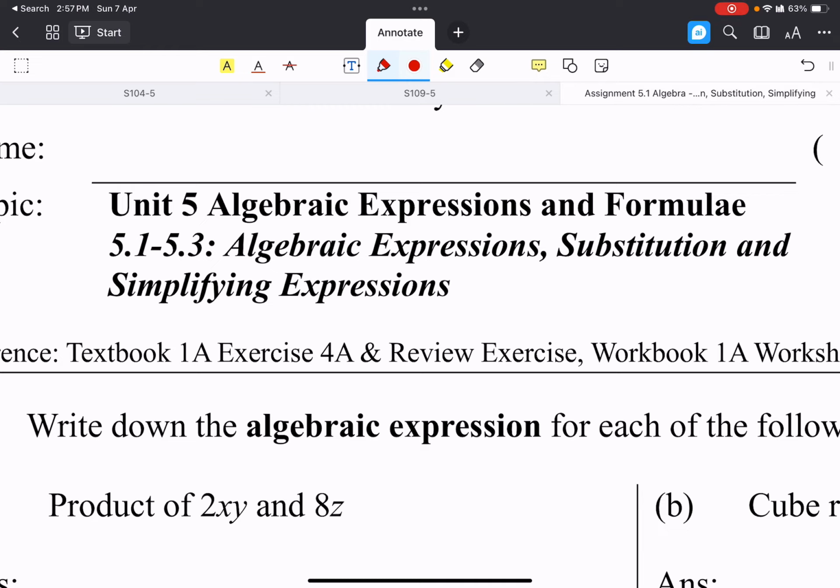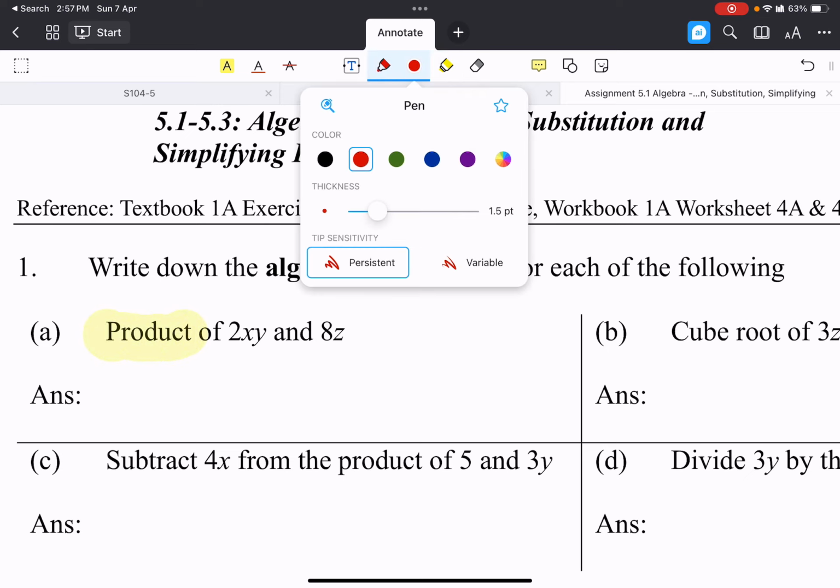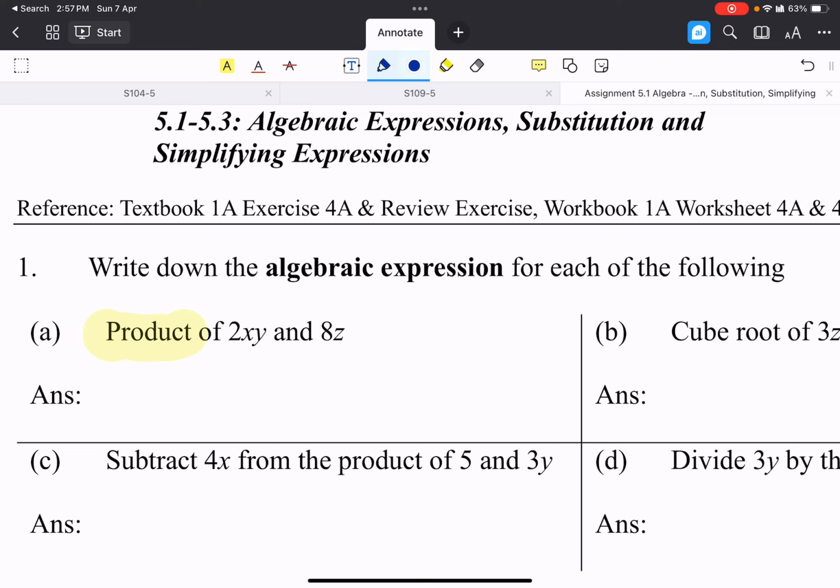So the first part of the assignment is that we are supposed to write down the algebraic expression for each of the following descriptions. The first one goes like this: the product of 2xy and 8z. So what does product mean, right? Product here means multiplication. So what we have is 2xy multiplied with 8z. For numbers, we can multiply them directly: 2 times 8 gives us 16. As for the letters, we can just write them accordingly in this manner.